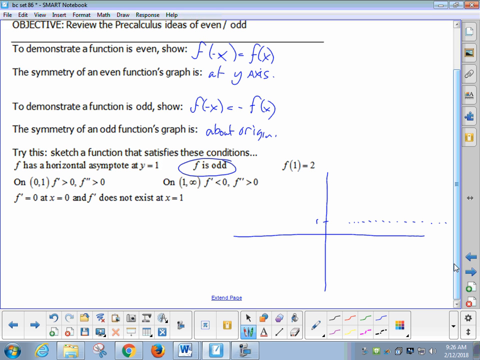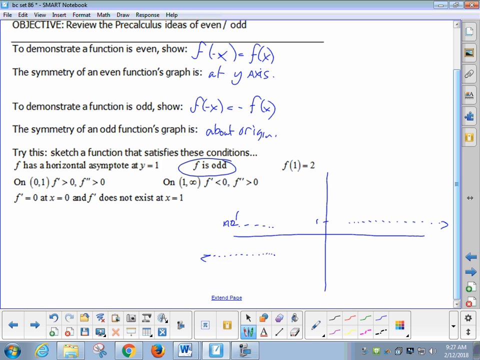Now, please don't assume that horizontal asymptotes have to be followed in the same way on both sides. In fact, because this is odd, I'm fairly certain that this will not be an asymptote on the left. Because this is odd, what will be an asymptote on the left? y equals negative 1 will be an asymptote on the left if it's symmetry about the origin. Okay, so we're going to have two different horizontal asymptotes, and I know you haven't seen that much or at all, but that happens.